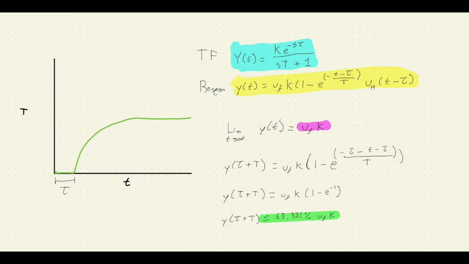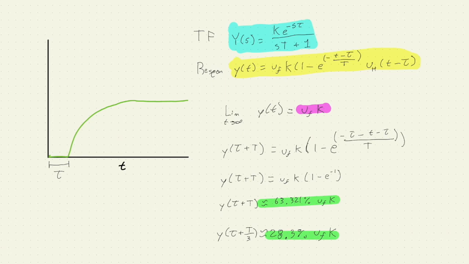The next step is to evaluate the response at time equal to tau plus the t parameter. Something very similar to the example shown earlier happens: when we evaluate the response, the power of the exponent becomes -1, and as we know from our example for a first order model without delay, 1 minus e to the power of -1 is equal to 63.32%. So g evaluated at time equals tau plus the t parameter will be almost equal to 63.32% of the final value uf k.